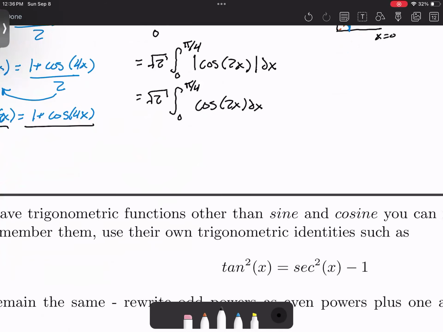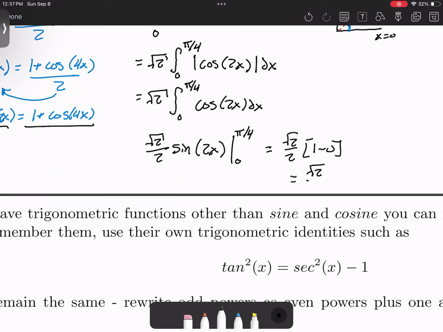Now, cosine of 2x with respect to x anti-differentiated will be a division by 2 sine of 2x. And I almost wrote plus c there, but we don't need that because this is a definite integral that we will run between 0 and pi over 4. When you do this, you get square root 2 over 2 times a 1 minus 0, or square root 2 over 2.